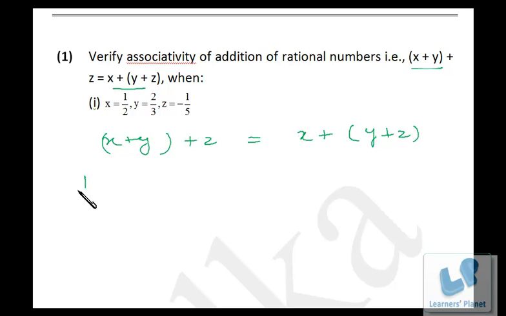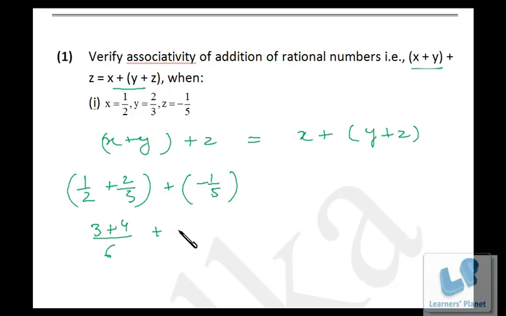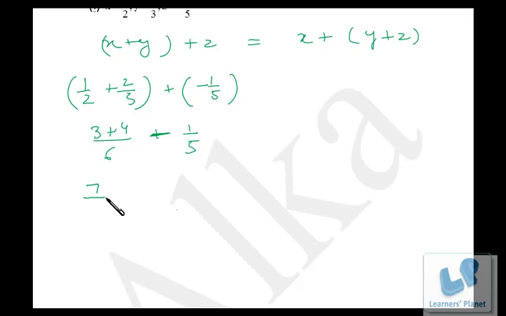So here x is 1 upon 2, y is 2 by 3 plus z is minus 1 by 5. So it's 6, 2 3s are 3 plus 3 2, 2 2s are 4. So it's 7 by 6 minus 1 by 5. I take LCM. 6 5s are and 5 into 7 35 minus 5 6 are, 6 into 1 is 6. So it is 29 by 30.